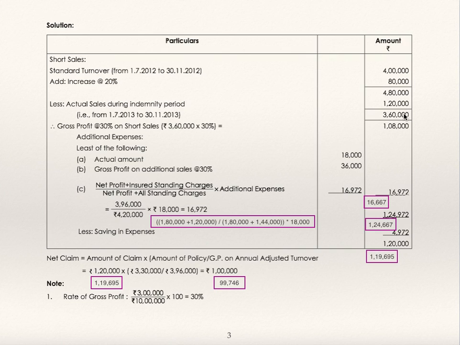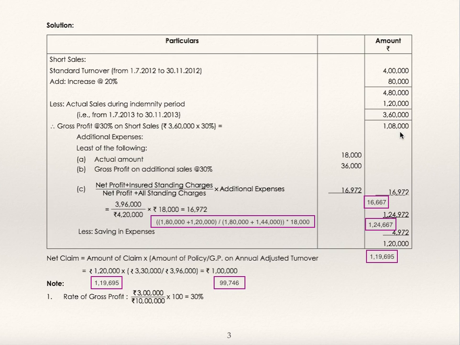Then you are supposed to find out loss of profit. Loss of profit is nothing but short sales multiplied by gross profit ratio. Gross profit ratio we worked out as 30%. Short sales are 3,60,000. So gross profit ratio multiplied by short sales is loss of profit. Loss of profit is 1,08,000.